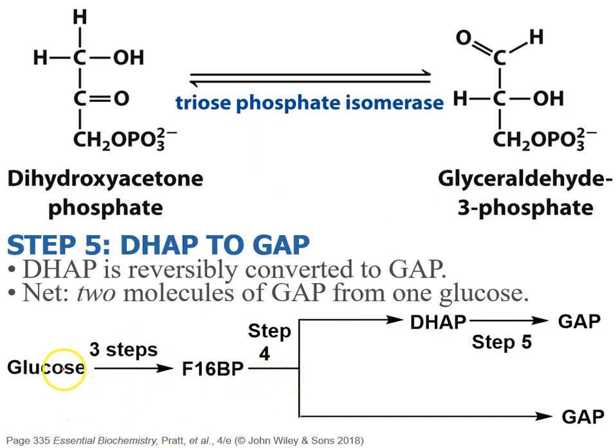So we took glucose and in 3 steps converted it to fructose 1,6-bisphosphate. And then we did the aldolase reaction, and we took this thing and we cleaved it into 2, and we got a dihydroxyacetone phosphate and a glyceraldehyde 3-phosphate. And then in this step that's shown on this slide right here, the dihydroxyacetone phosphate is converted to glyceraldehyde 3-phosphate. So the net is we've started with glucose, and now we have 2 molecules of glyceraldehyde 3-phosphate.